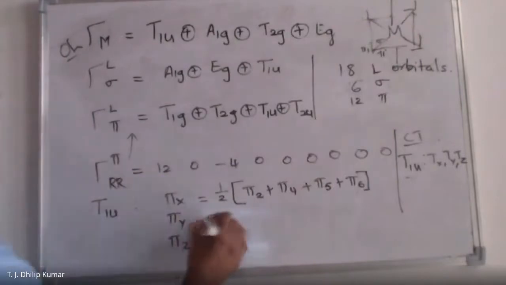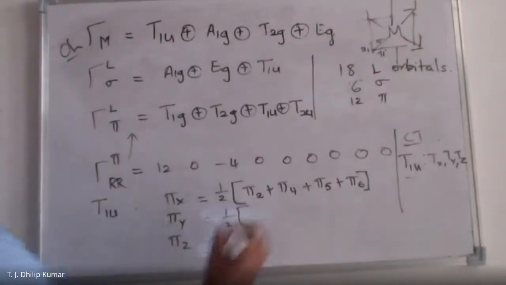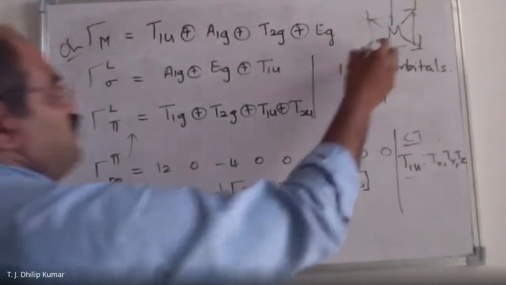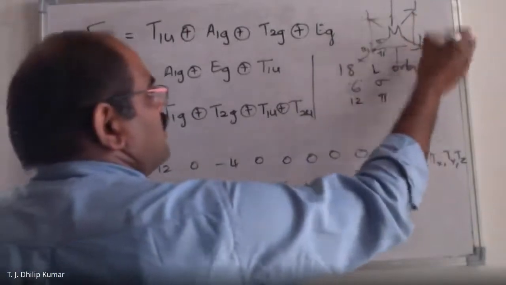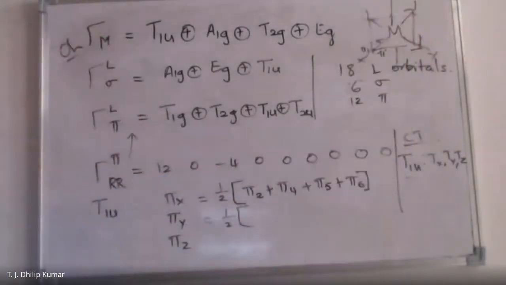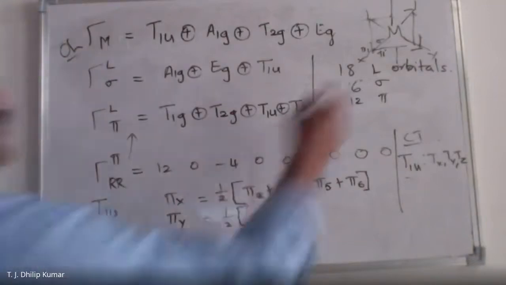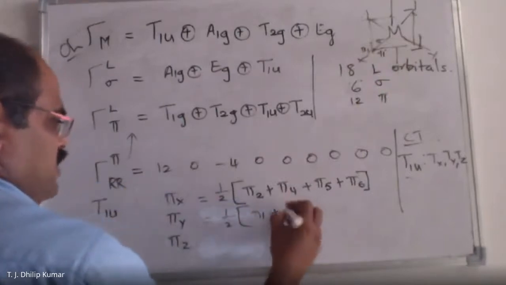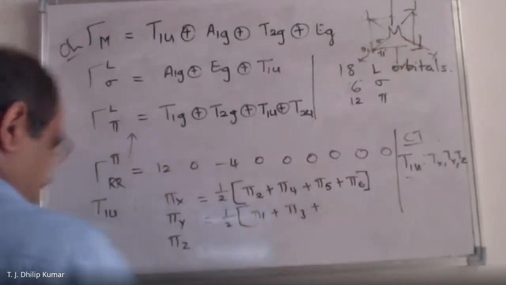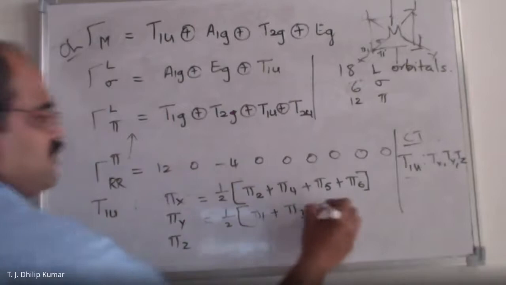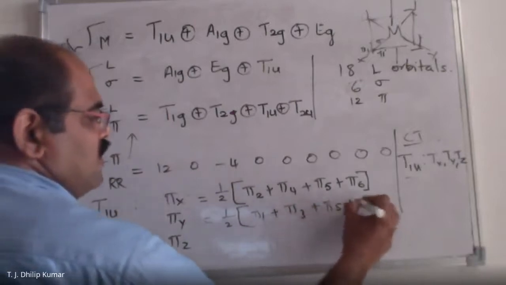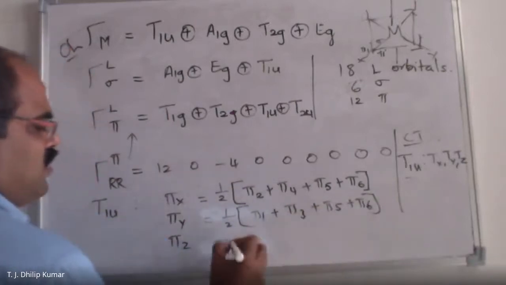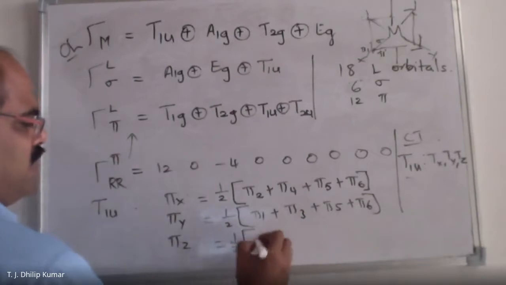Similarly you will have it for y. We define this as the x-axis, this as the y-axis, and this as the z-axis. So pi y will have this side, and this is pi 1. It doesn't matter, it's all symmetric. Pi 3 plus pi 5 and pi 6. I'm not deriving it, it's not necessary to derive it. At least have an idea how it will be.